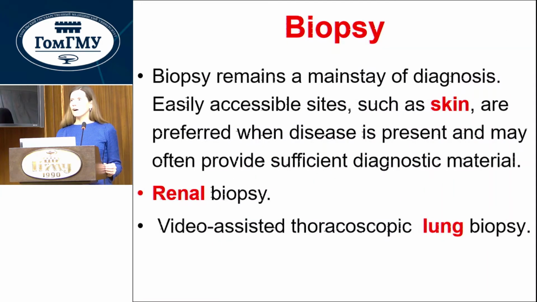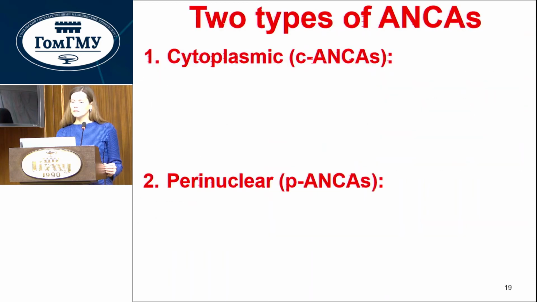Two types of antineutrophil cytoplasmic antibodies, cytoplasmic and perinuclear, we can find. Antineutrophil antibodies are more common for small vessel vasculitis.